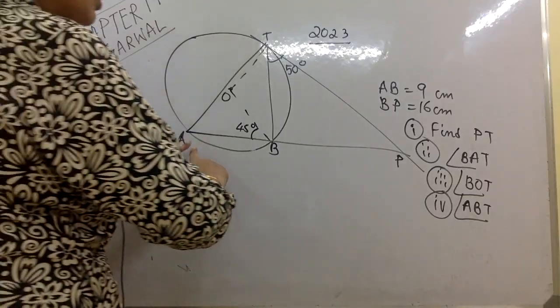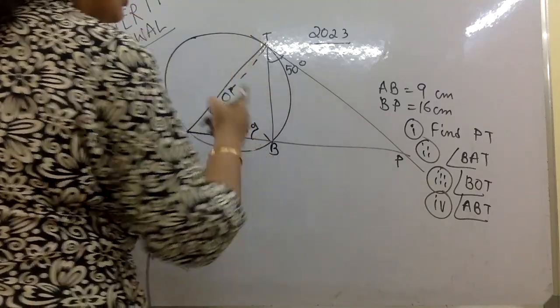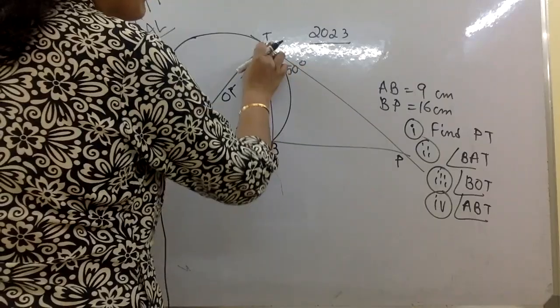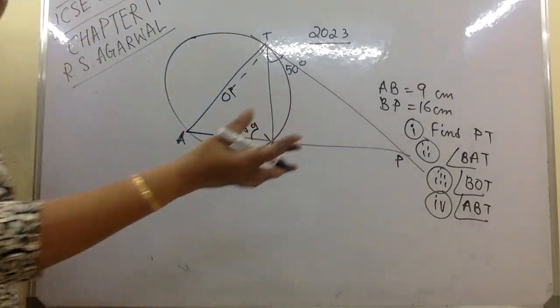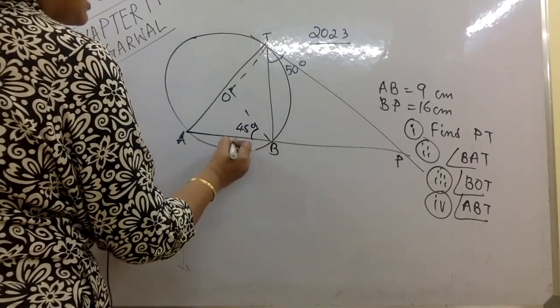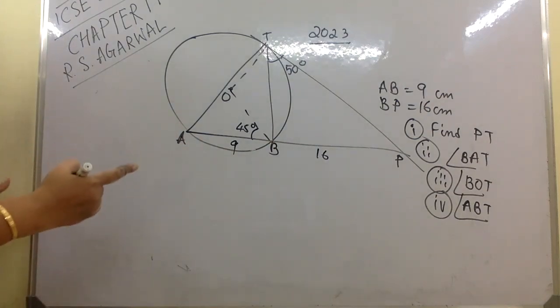Here we have a chord AB which extends till P and we have PT as a tangent. Now they want all these angles and they also want the length of PT. They find PT means it's a line, means they want the length. AB is this much, a 9, and this much is a 16. Now here see which theorem we are going to use.